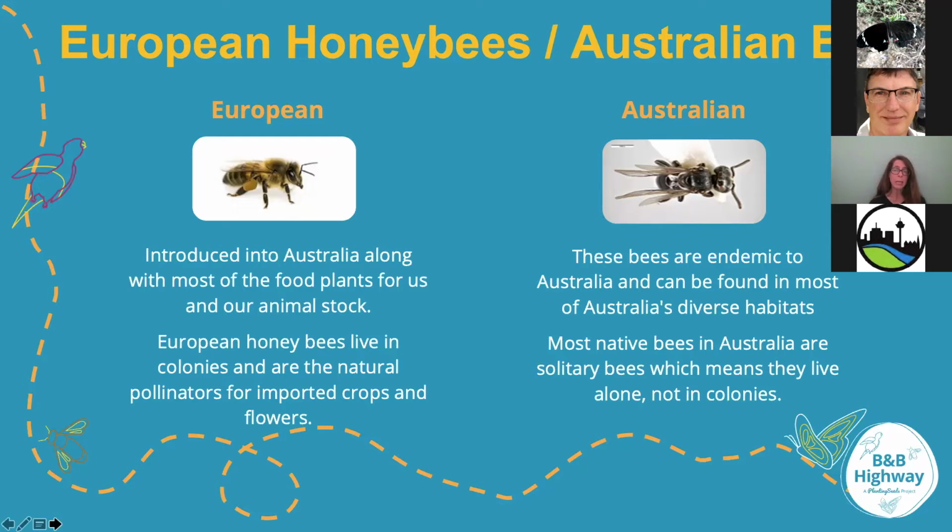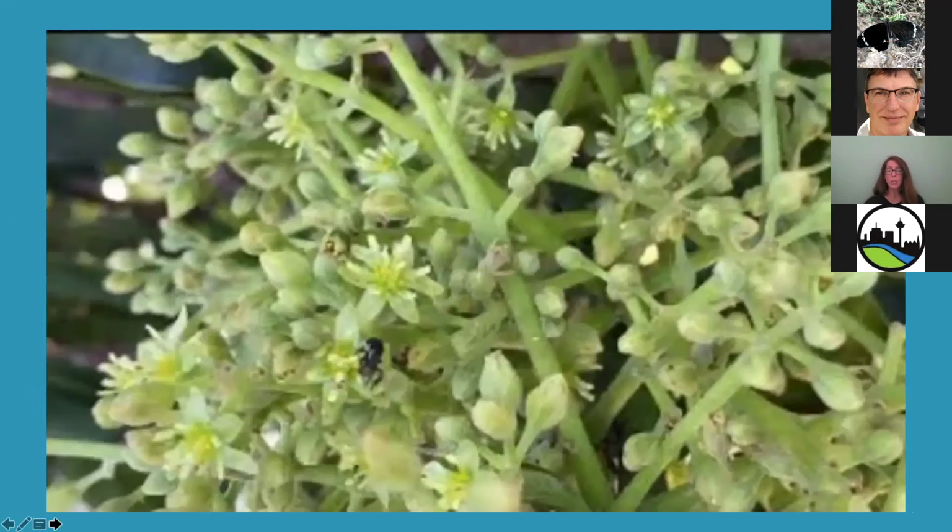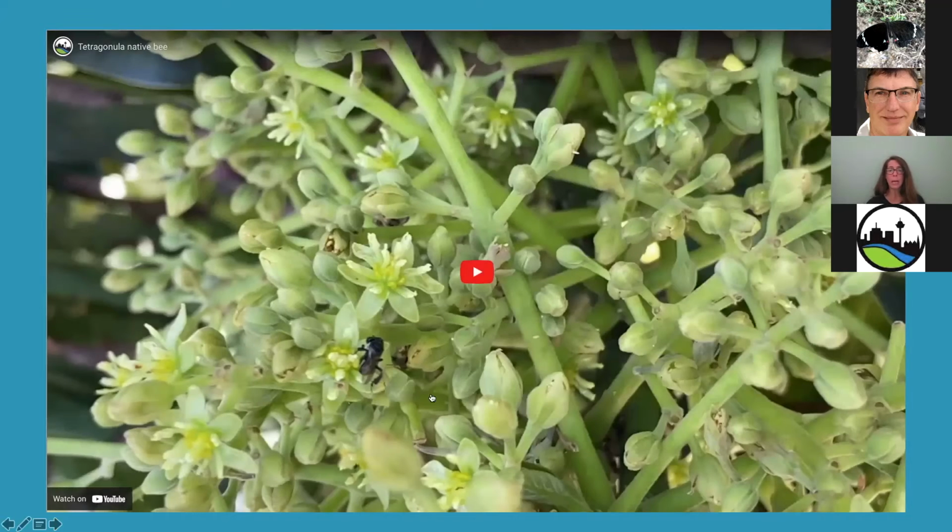Tristan was actually really lucky because her avocado tree was flowering in her garden, and she went up really nice and close to look at the flowers and noticed that there were both European honeybees and the Tetragonula carbonaria Australian native bee on the flowers. Let's have a look at that.